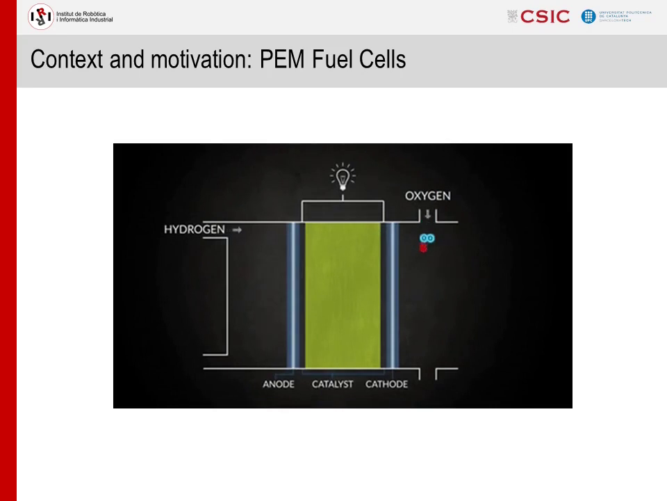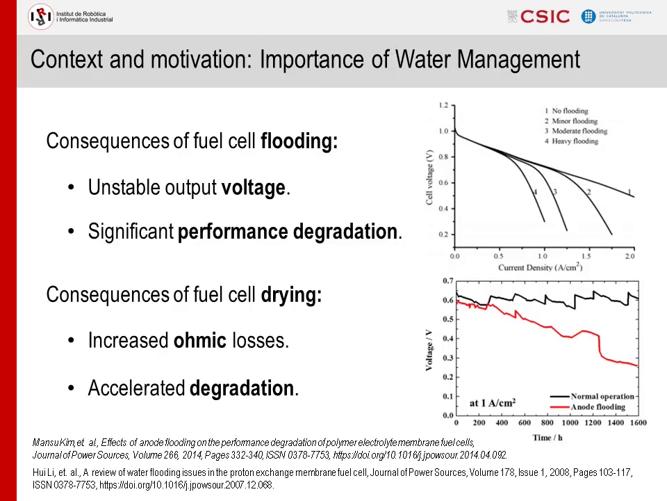The water generated in this reduction reaction is not just a sub-product that needs to be evacuated, but a crucial element for efficient fuel cell operation. If too much water gets accumulated in the fuel cell, one can expect unstable output voltage and performance degradation due to increased energy losses. However, if the electrolyte membrane is completely dry, increased ohmic losses are induced and the degradation of the system is significantly accelerated. As a consequence, the interest in developing active control algorithms for water management has increased in recent years.